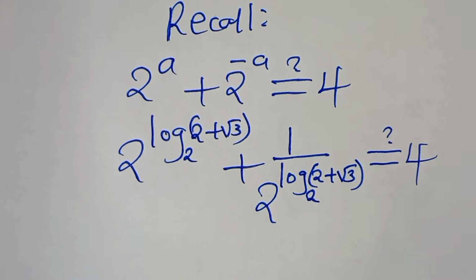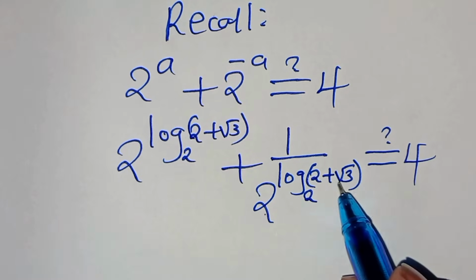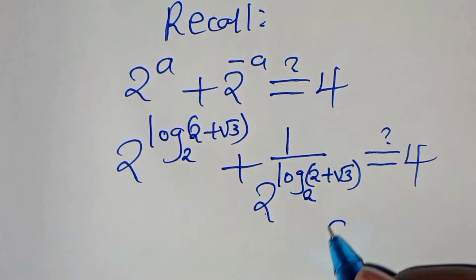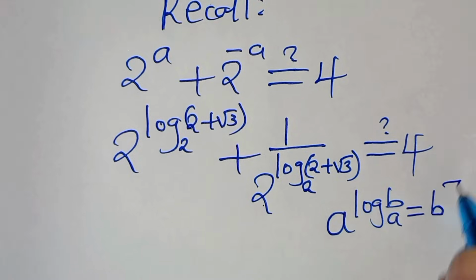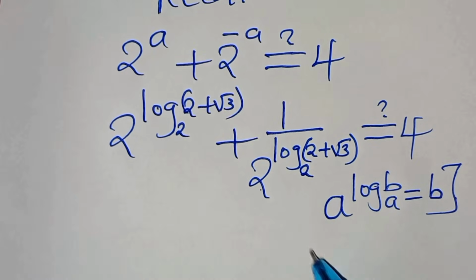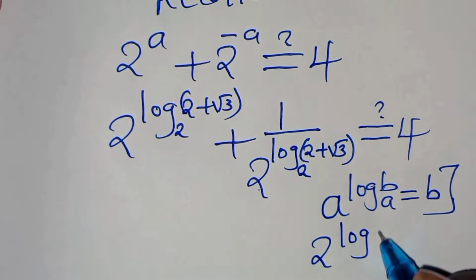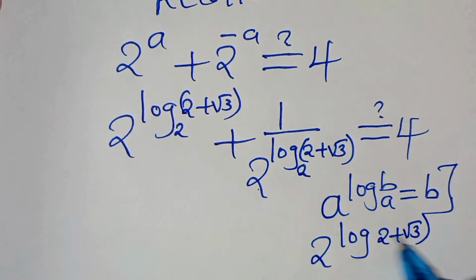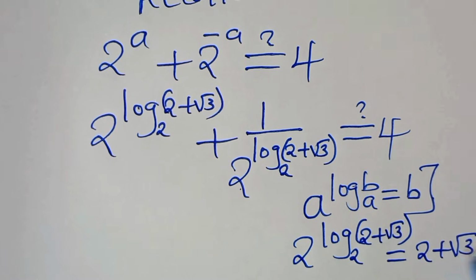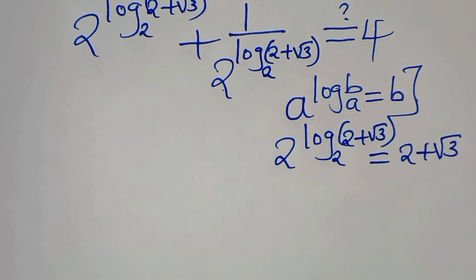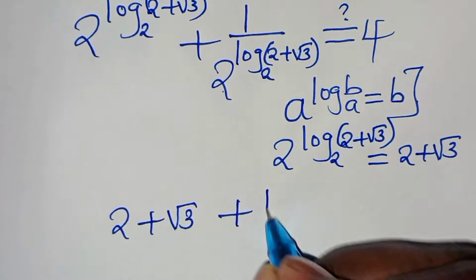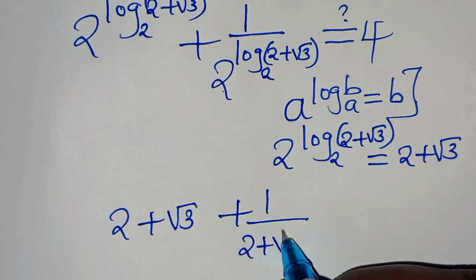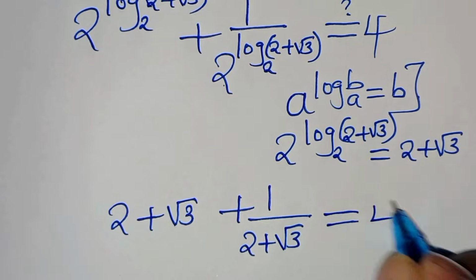Now, we have that 2 to the power of log of 2 plus square root of 3 to base 2. This is in the form of a to the power of log b to base a, and this is equal to b. Applying this property, this implies that 2 to the power of log of 2 plus square root of 3 to base 2 should give us a value of 2 plus square root of 3. So we have 2 plus square root of 3 plus 1 over 2 plus square root of 3. This is equal to 4.